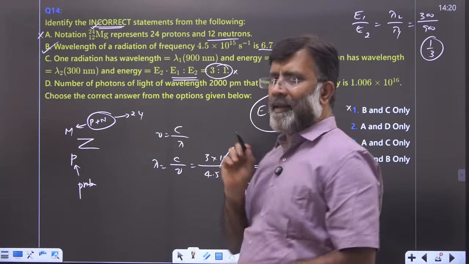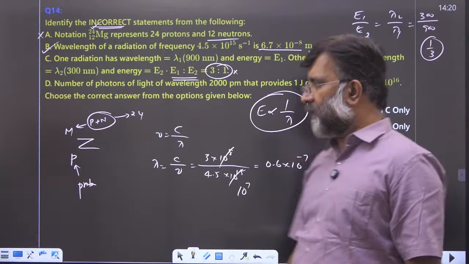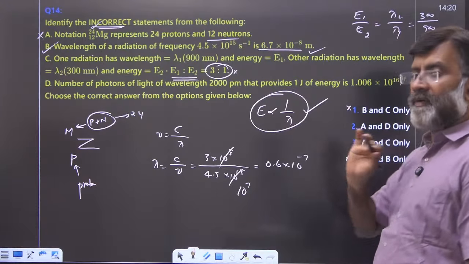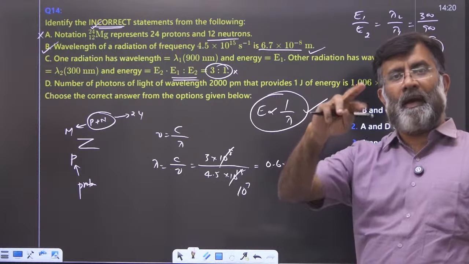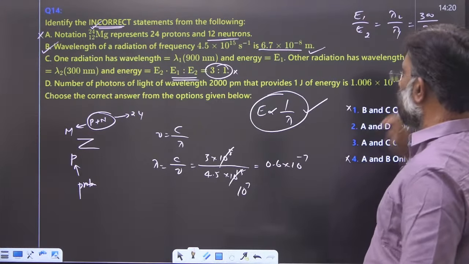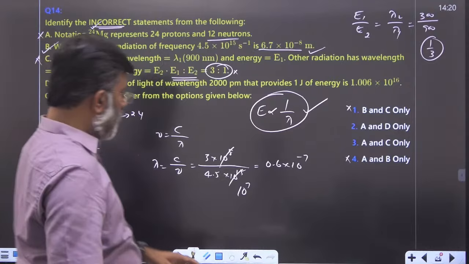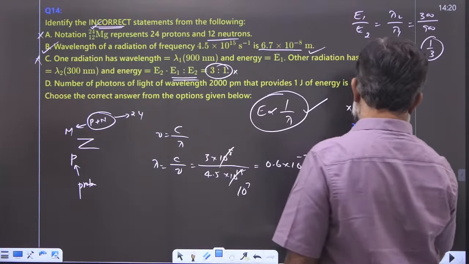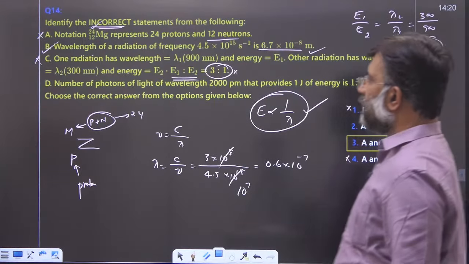ഇത് തെറ്റാണ്. 3/1 അല്ല, 1/3 ആവണം. ഇത് റേഷ്യോ റിവേഴ്സ് ആയിട്ടാണ് വന്നിരിക്കുന്നത്. എനർജി ഈസ് ഇൻവേഴ്സ്ലി പ്രൊപ്പോർഷണൽ ടു ലാംഡ. സോ E1 by E2 will be lambda 2 by lambda 1. C തെറ്റാണ് കേട്ടോ. So we are launching into the answer. It's option A and C. I hope D is correct.